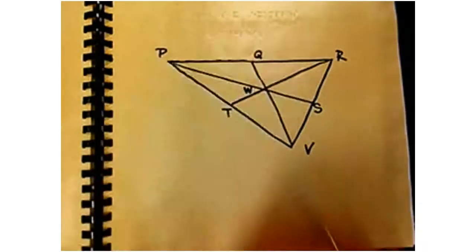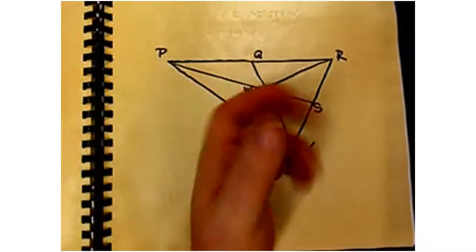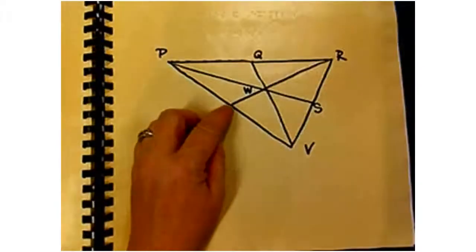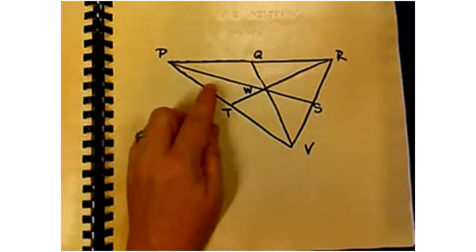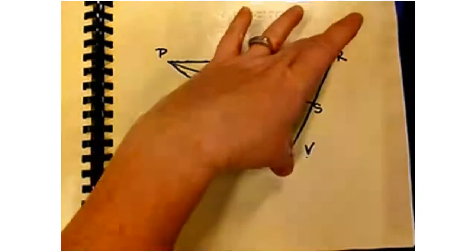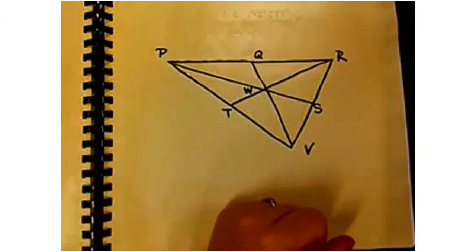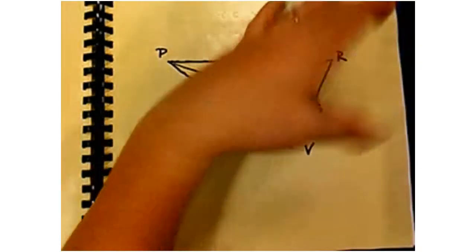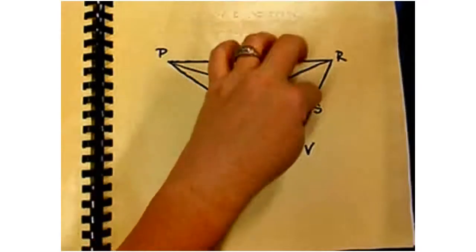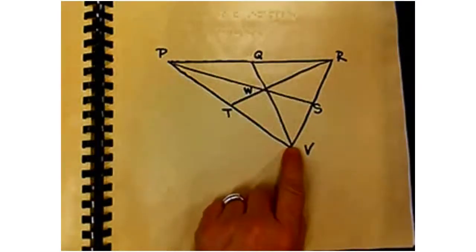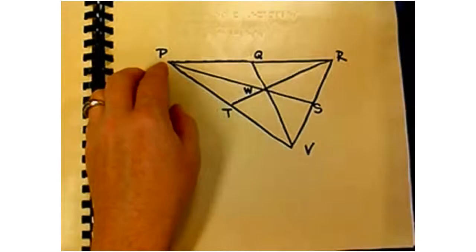So then you know it's creating a centroid. You know what a median does. It comes from a vertex to the side opposite and splits it in half. That's a midpoint. So PS, S is the midpoint of the side RV on the right. So if you were told RV is 10 units, R to S is 5 and S to V is 5.